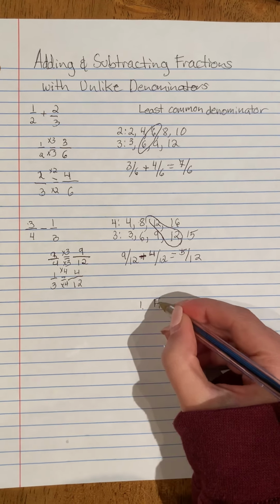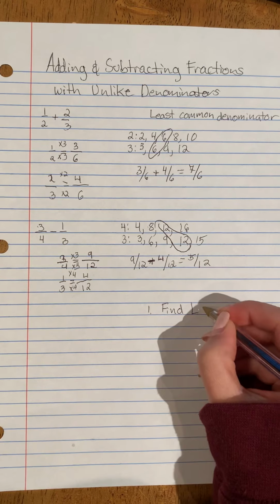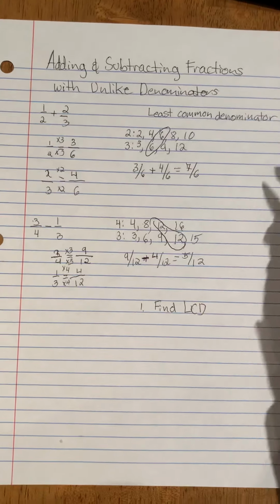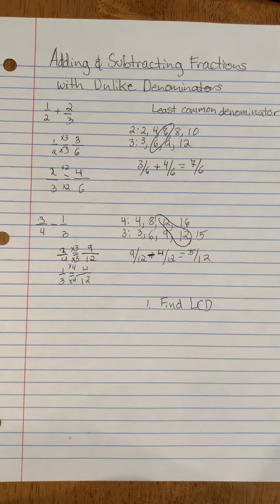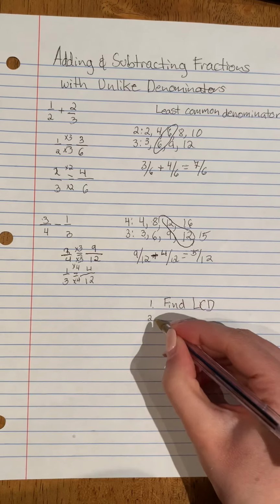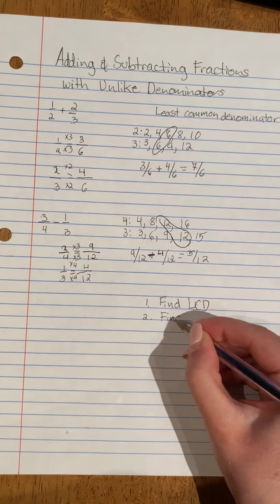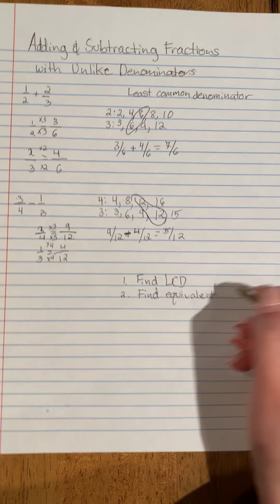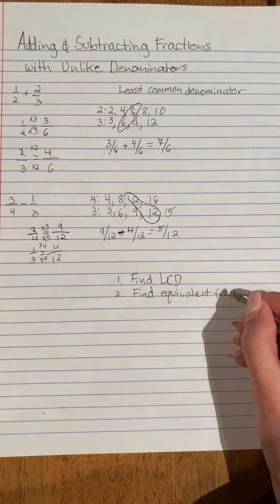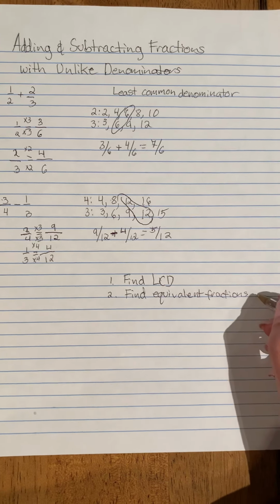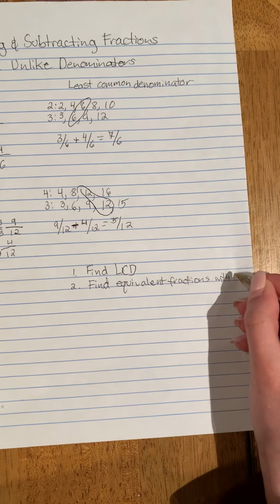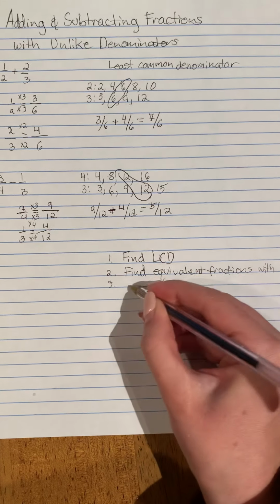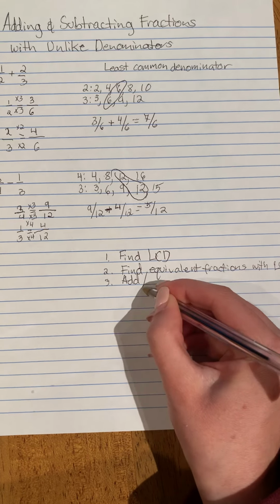So what we have to do for each of these problems, just to review: one, we're going to find the least common denominator, or LCD, by listing out multiples. Then we are going to find the equivalent fractions with this LCD. And then we're going to add or subtract.